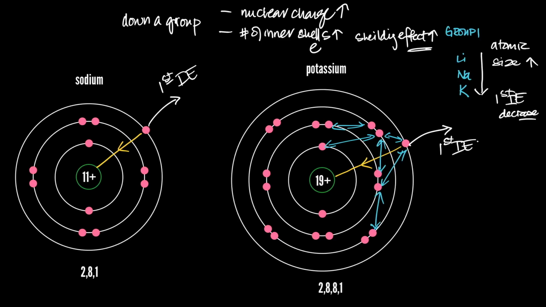So now we've got both trends of ionization energy across a period and size across a period, and both atomic size and ionization energies down a group. So let's put them all together in the next slide.